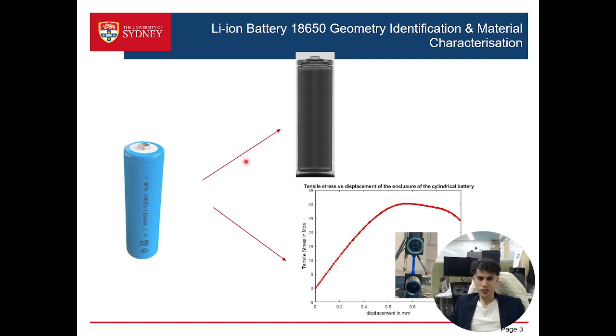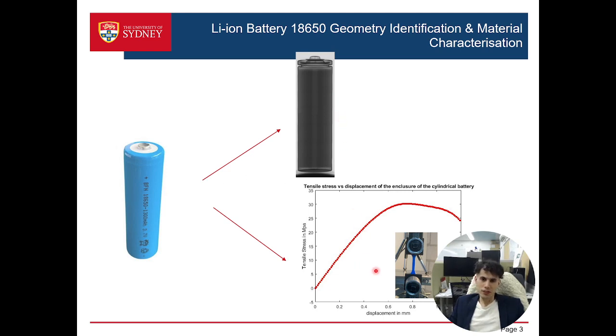So in the first stage, we use CT scan to identify the geometry of the lithium-ion batteries. CT scan is a technique used to analyze and evaluate the internal condition of lithium-ion batteries without disassembly. In most of the works done in the literature, they have to cut the sample to find out about the dimension of the inside of the battery or the shell thickness.